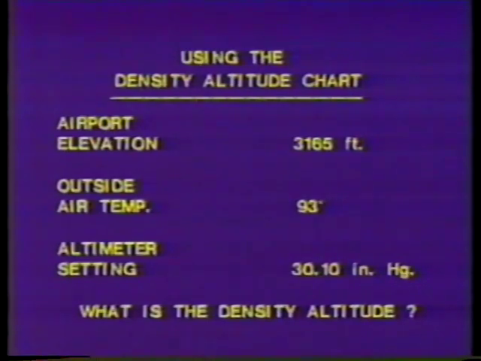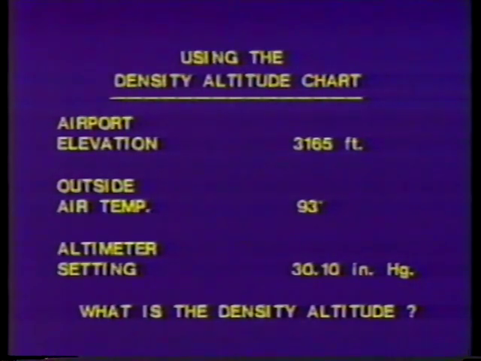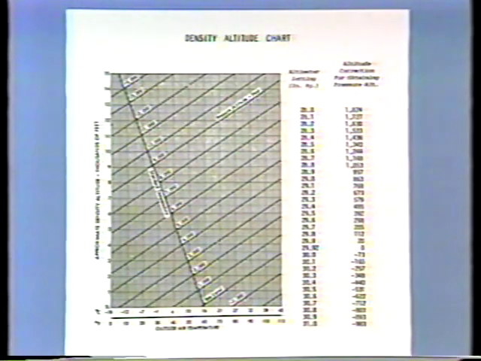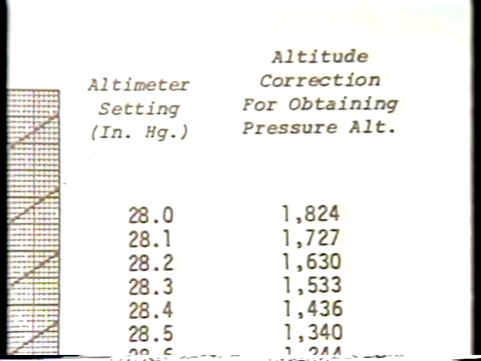For example, if the airport elevation is 3,165 feet, the outside air temperature is 93 degrees Fahrenheit, and the local barometric pressure is 30.10 inches of mercury, what is the density altitude? First, convert the true altitude to the airport pressure altitude. To do this, refer to the density altitude chart. Under the column of figures titled Altimeter Setting, find the barometric pressure of 30.10. Directly next to it, you will find the altitude correction minus 165.